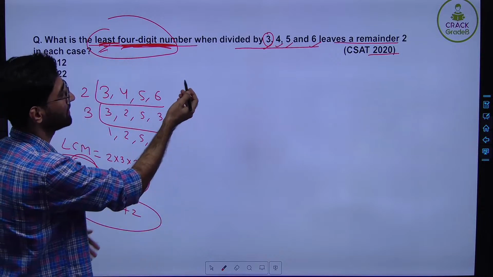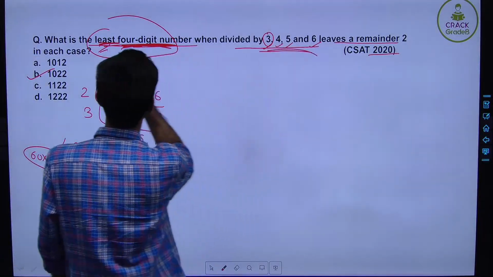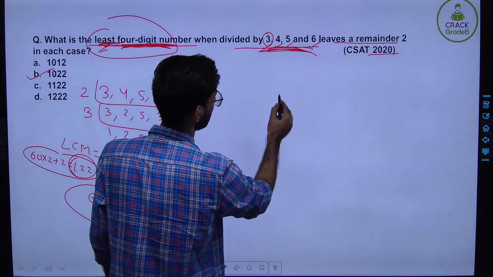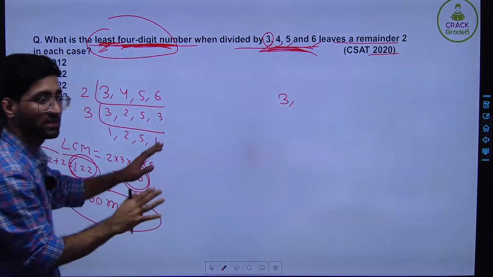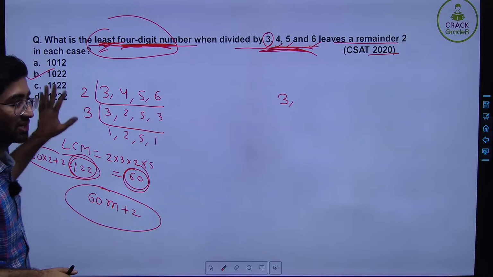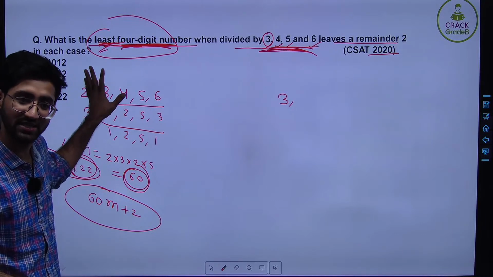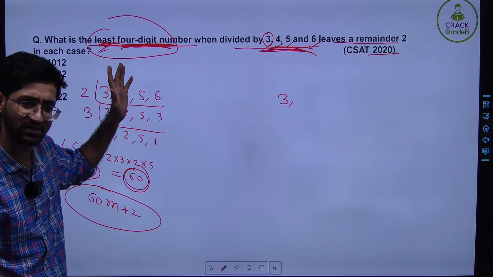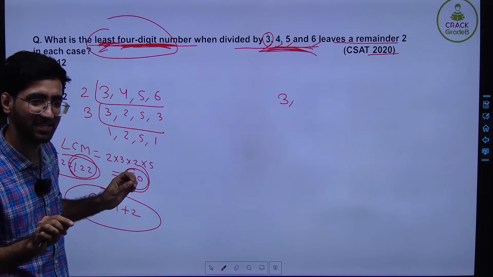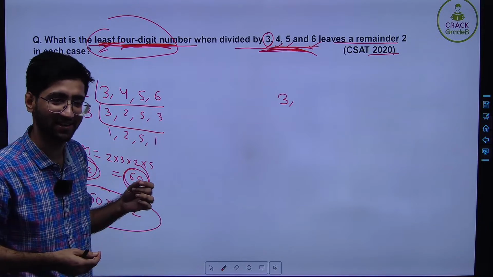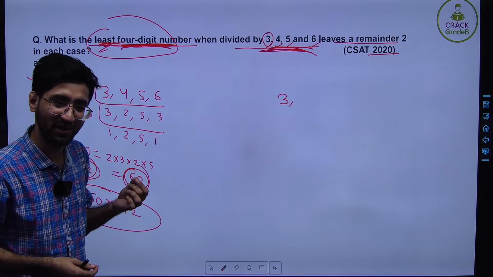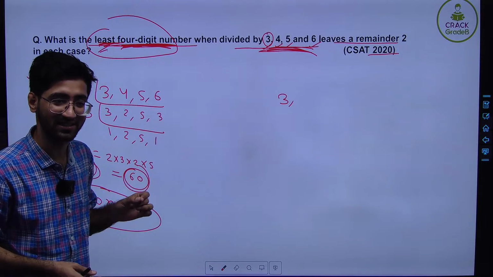So simple. If you get this kind of question, the least 4-digit number divisible by 3, 4, 5 and 6 with a remainder, I will suggest that if you are not able to understand, start using options. You will be able to answer. CSAT doesn't check how you found the correct answer. You will get the marks if you have marked the correct answer.